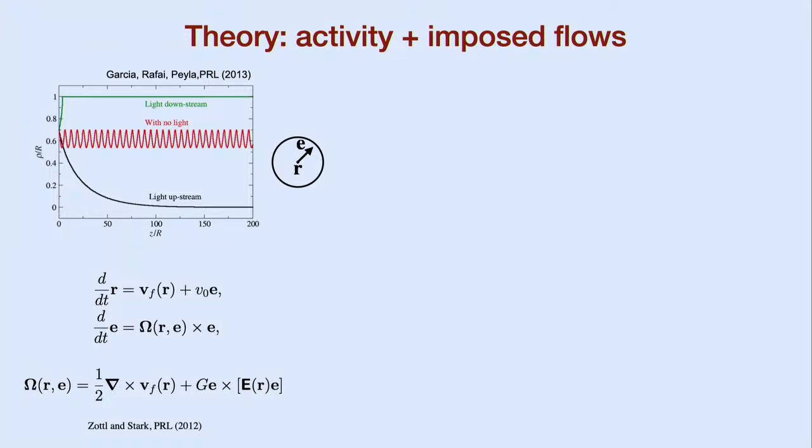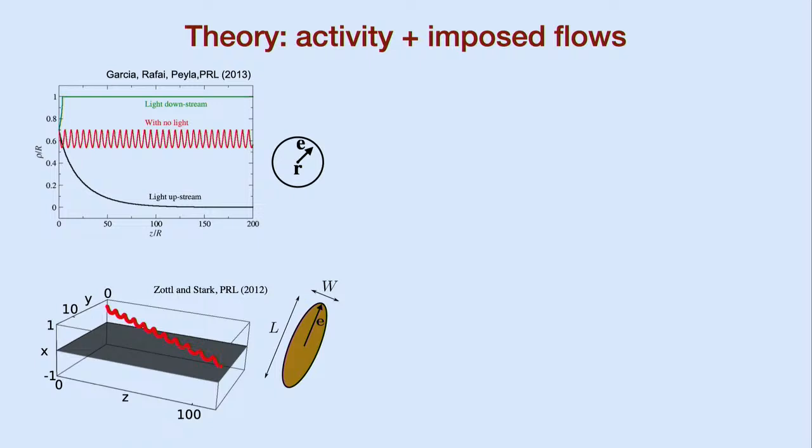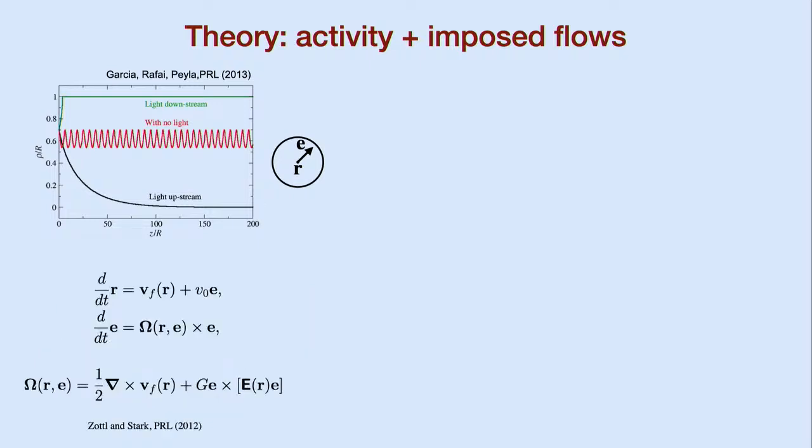So you have activity, that means that the particle swims with a particular velocity. This is the activity. It also feels the flow field, and the flow field can rotate it, that's the vorticity part. And if the particles are elongated like that, they can also feel a rotation due to their elongation, the Jeffery orbit type of motion.